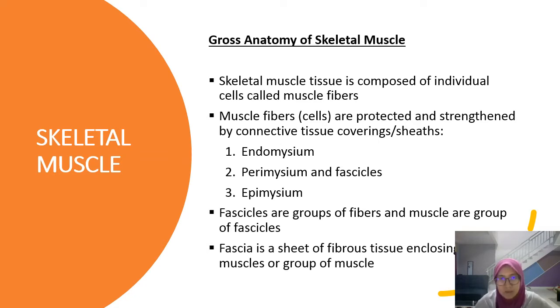Gross anatomy means the general anatomy, the general structure of the skeletal muscle. Okay, the outside structure. So it has individual cells, which we call muscle fibers. Okay, and the muscle fibers are protected by 3 layers: endomysium, perimysium, epimysium.